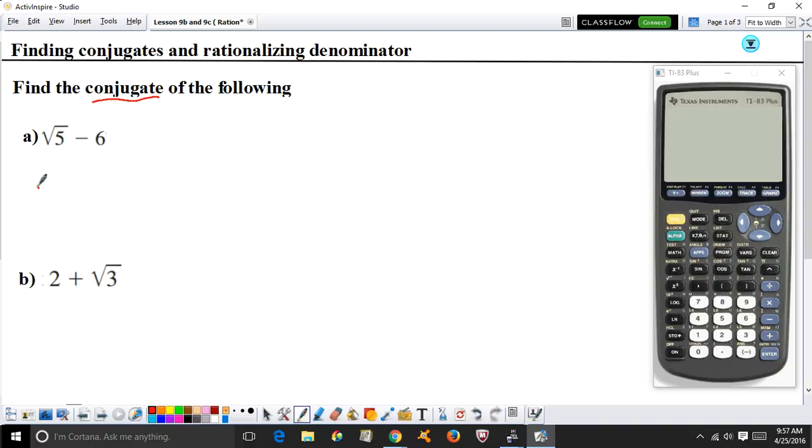So, the conjugate of square root of 5 minus 6 is going to be square root of 5 plus 6. You basically just change the sign. So the conjugate of an expression that has two terms, a binomial expression, you just change the sign. That's pretty much it. That's the idea of a conjugate.